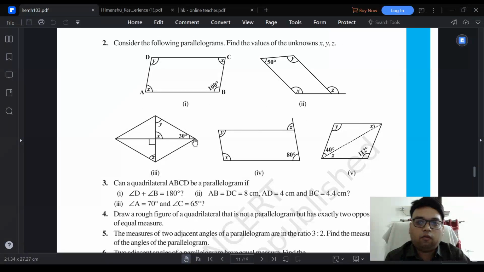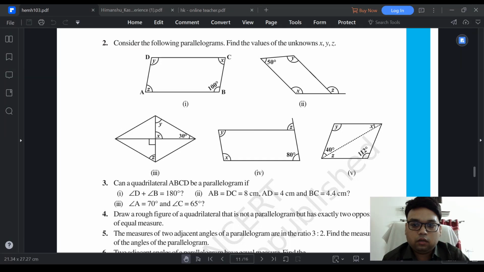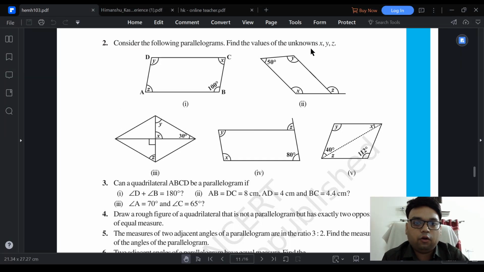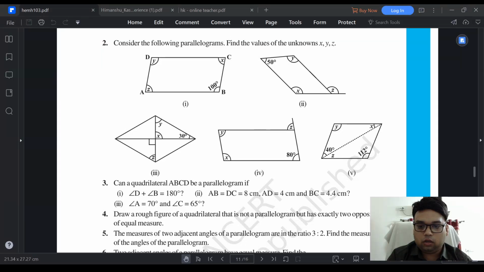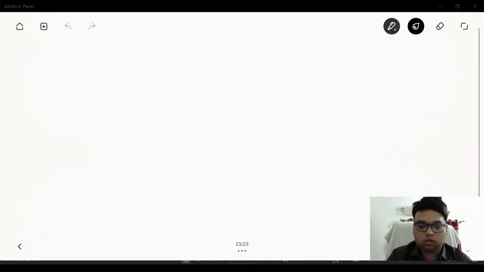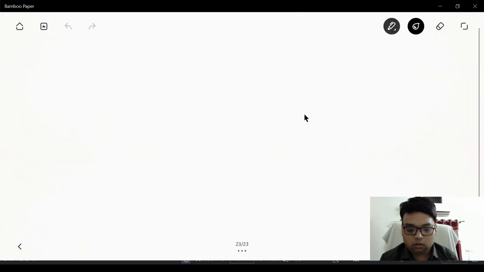Consider the following parallelogram. Find the values of unknowns x, y and z. Here, question number 2 asks for the values of x, y and z, so we have to solve it. Let us use a blank paper to solve it. In this question, they are asking the values of unknowns.